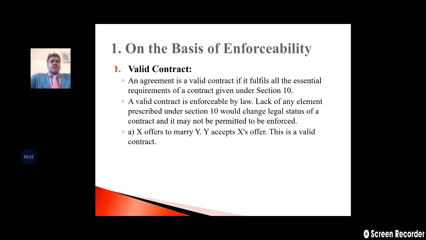For example, X offers to marry Y and Y accepts X's offer. This is a valid contract.